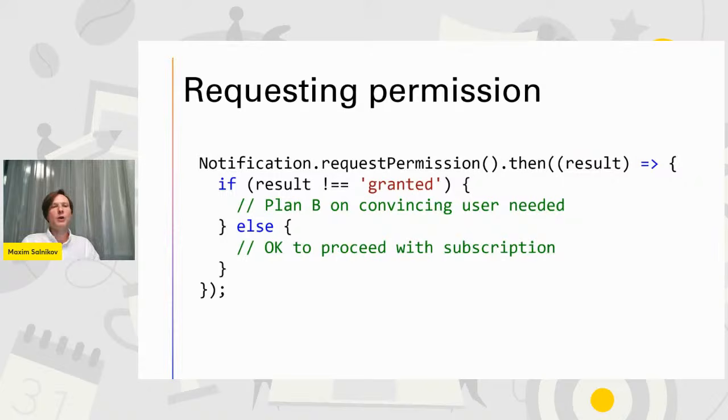So how could the code look? It's a bit simplified, but still illustrates it well. So best practice here is still to use the notification API request permission method, and then if permission is granted, you proceed with push manager.subscribe, you are safe to go. If not, this is plan B I mentioned. So maybe you give up for now. Maybe you want to show this dialogue to this particular user after a few more interactions.